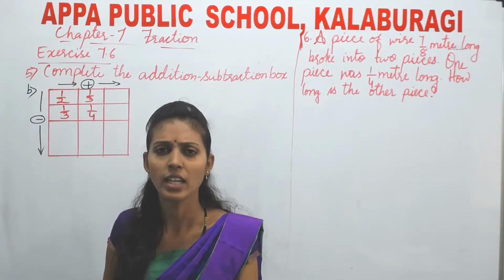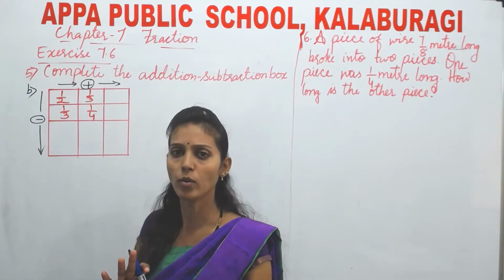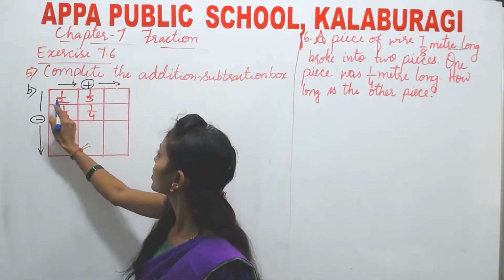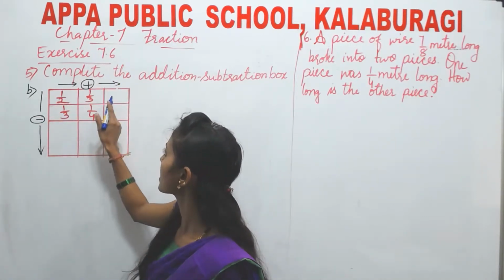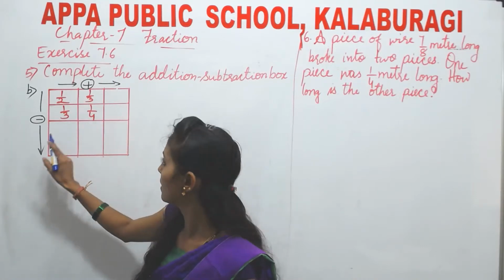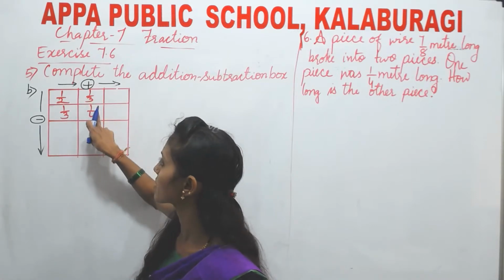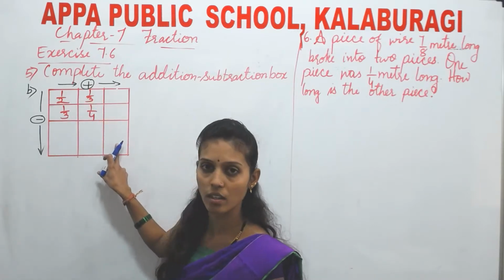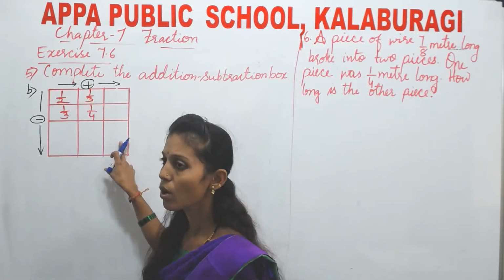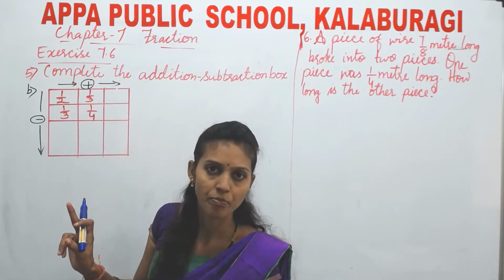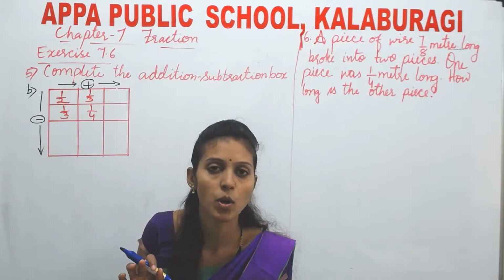Very easy. Okay. If you don't understand also, see how you have to do it. They gave plus here, that means you have to add these two fractions and write the answer here. And here this is minus, that means you have to subtract these two fractions and write the answer here. Then what to do here? Either add these two or subtract these two. You will get the same answer only. Okay. Do the same thing for the first box also.